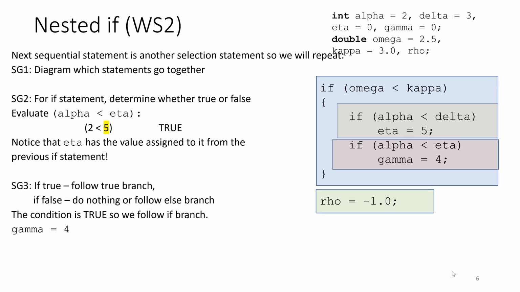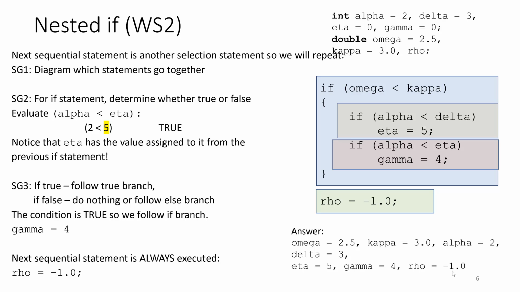Once we are done with this if statement, we go to the next sequential statement, which is always executed regardless of the values of omega and kappa. And rho is assigned the value -1. So for the answer, omega and kappa retain their same values, as do alpha and delta. However, eta now becomes the value of 5, gamma now has the value of 4, and rho now has the value of -1. That is the end of this worked example.